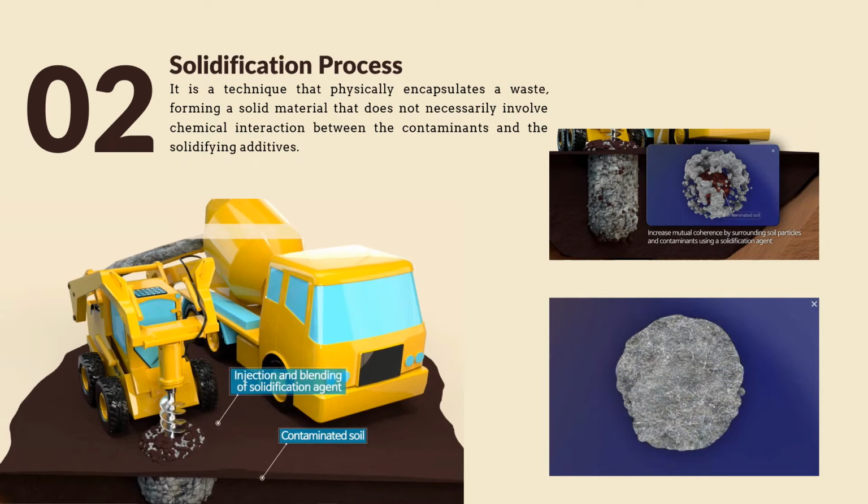We have here an example of soil remediation through solidification process. So this process involves the injection and blending of solidification agents. For this specific treatment, a cement additive is utilized that would help turn the soil and contaminants into a solid state to isolate the contaminated parts and to prevent the spread of contaminants to other areas.